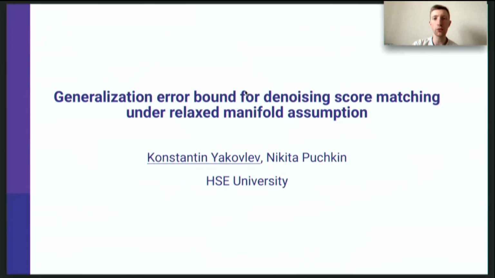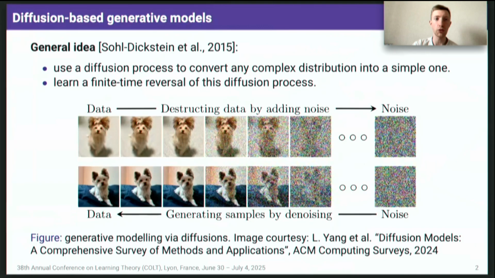Generalization error bound for denoising score matching under relaxed manifold assumption. This is a joint work with Nikita Puchkin from the Higher School of Economics and Konstantin Yakovlev, who is also presenting this work. Let us begin with some background on diffusion models. Diffusion models rely on two key components: a forward diffusion process that gradually transforms data into noise over time, and a reverse process that learns to invert this transformation by generating high-quality data samples from pure noise.